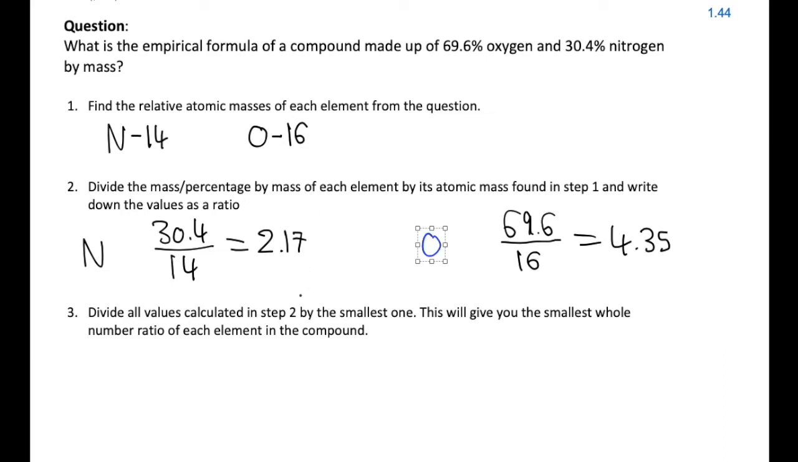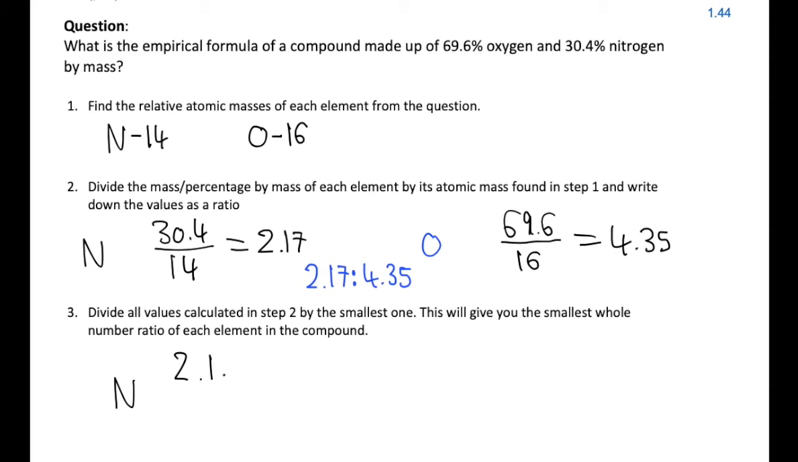So now, the reason for doing this step is to find the relative amount of each element. So that basically means that for every 2.17 atoms of nitrogen, we have 4.35 atoms of oxygen in the compound. Now, of course, we wouldn't write these numbers as part of the chemical formula. It's a ratio, so we can simplify them. And that's exactly what we do in the last step. The last step tells us to divide both of these values by the smallest one.